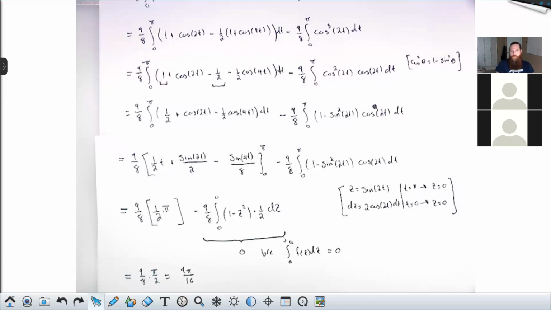Questions on any one of these steps? Of course. Yeah, it's a neat problem. It is. It's definitely a little bit of a pain.